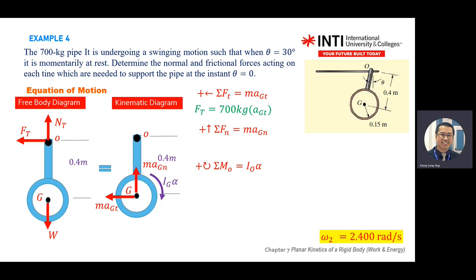So you use the three equations here. F equal to ma, you break into two. If the object moves in rectangular or rectilinear motion, you only have x and y. If the object swings in curvilinear motion, then you have normal and tangent. Same, you have one more equation which calculates the moment. In this case, we calculate the moment at O. So the moment at O on the left-hand side refers to the free body diagram, and the right-hand side refers to the kinetic diagram. Okay, the rest you substitute.